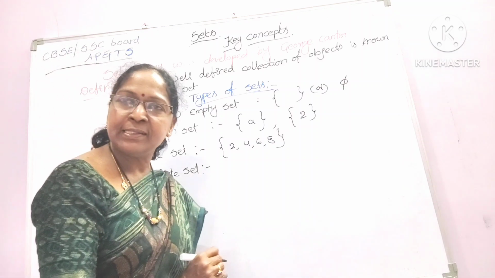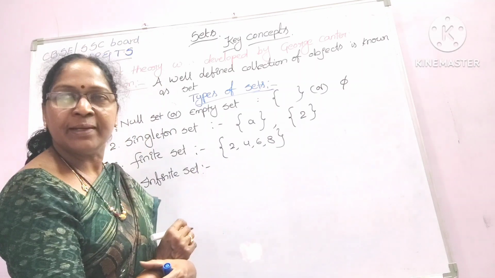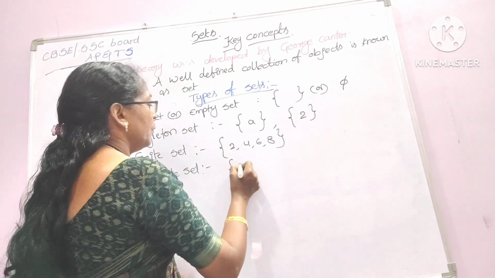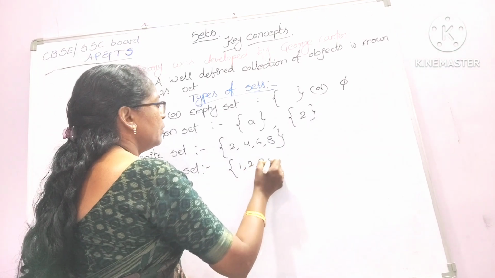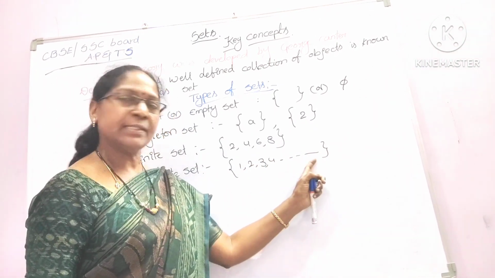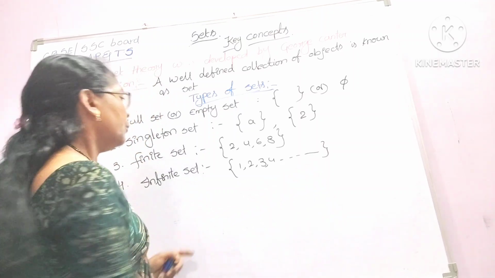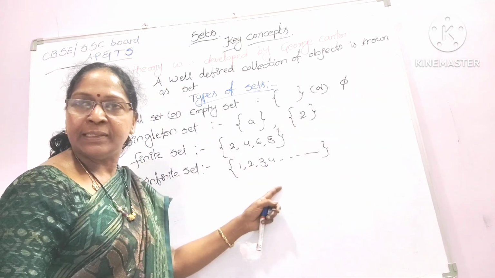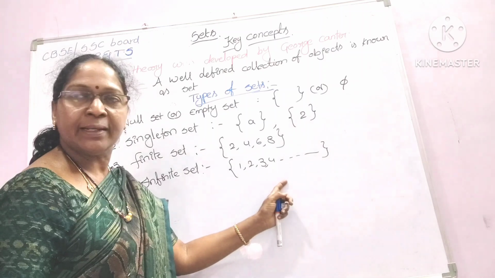An uncountable number of elements in the set, we call it an infinite set. For example, here 1, 2, 3, 4 and so on. "So on" means this is uncountable. We can't count the number of elements in the set. That we call an infinite set.